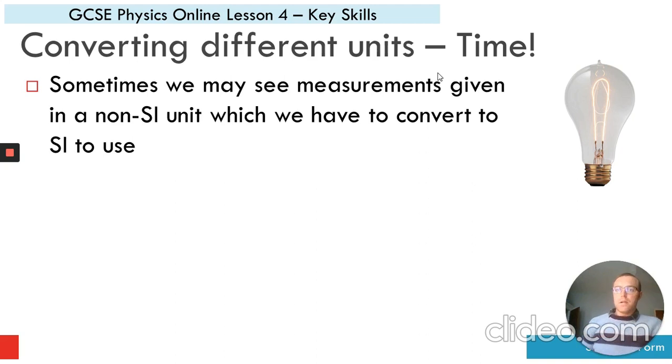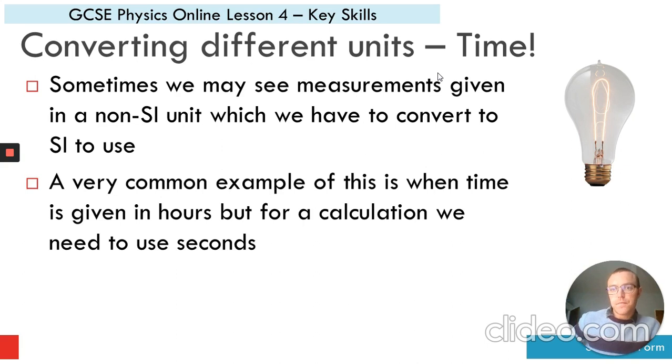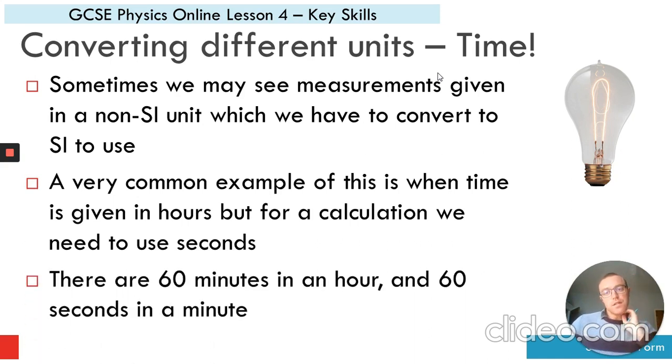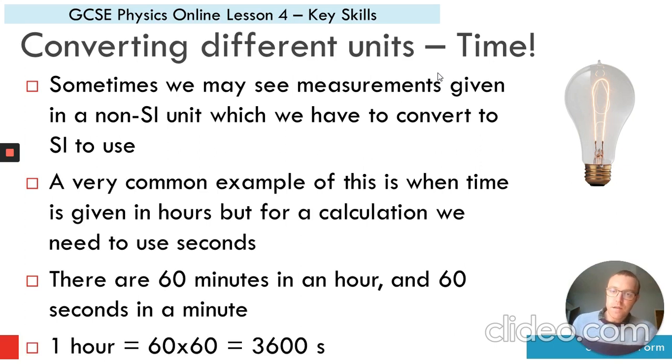Okay, as it says, sometimes we may need measurements given in a non-SI unit, which we have to convert to SI to use. Very common example is time. We might be given a time in hours, and we have to calculate that time in seconds. For this, there are 60 minutes in an hour and 60 seconds in a minute. 1 hour is therefore 60 times 60, 3,600 seconds. So when we're going from hours to seconds, we're going to multiply by 3,600. When we're going the other way, from seconds to hours, we're going to divide by 3,600.